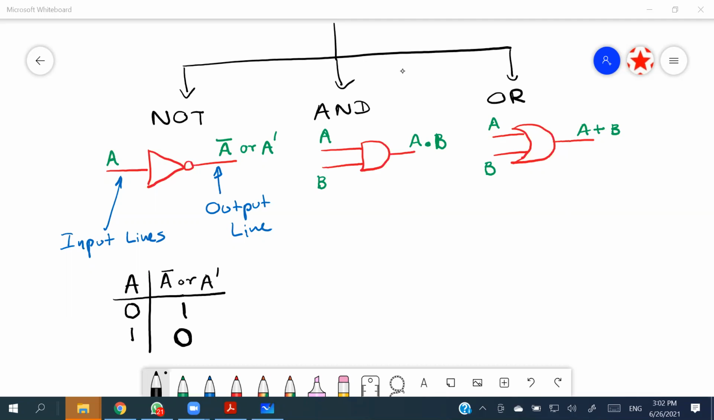So if A is 0, the inverted value will be 1. If A is 1, the inverted value will be 0. So in other words, if A is 0, A bar will be equal to 1. If A is 1, A bar will be equal to 0. Ravindu, when we have the value, it's the opposite of the value, son, not the variable.